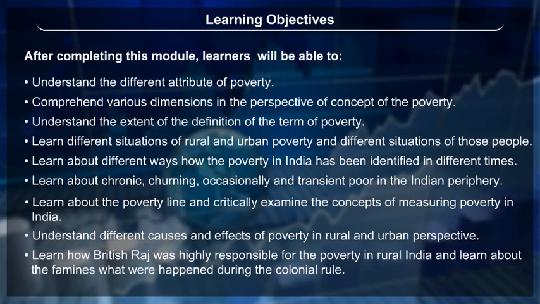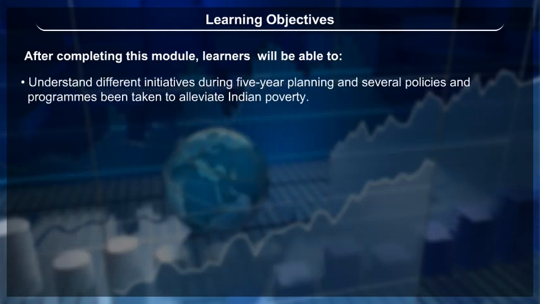Learn how the British Raj was highly responsible for the poverty in rural India and learn about the famines, what happened during the colonial rule. Understand different initiatives during the 5-year plans and several policies and programs being taken to alleviate Indian poverty.